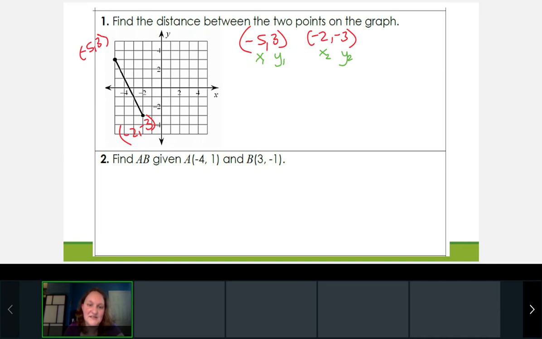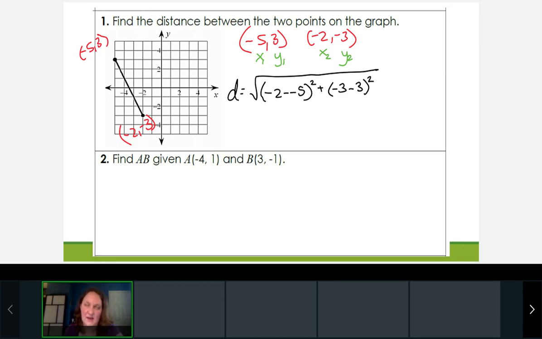So to plug them into the distance formula, the distance formula is the square root. I'm going to use the first one that I wrote down. x2 minus x1 squared plus y2 minus y1 squared.